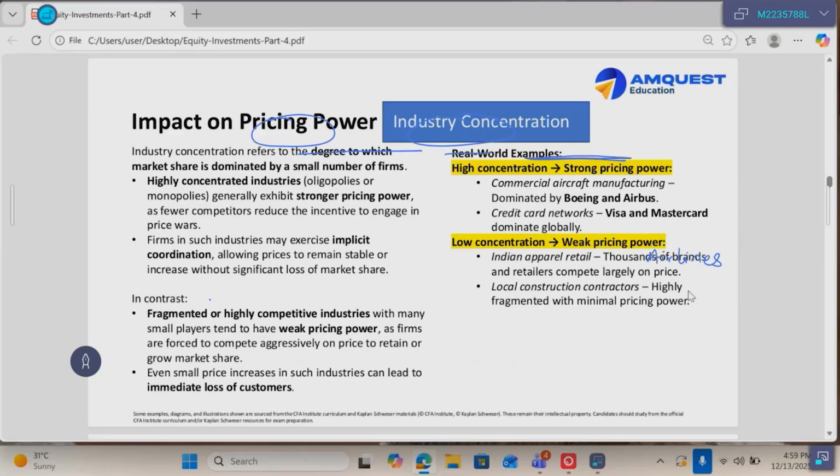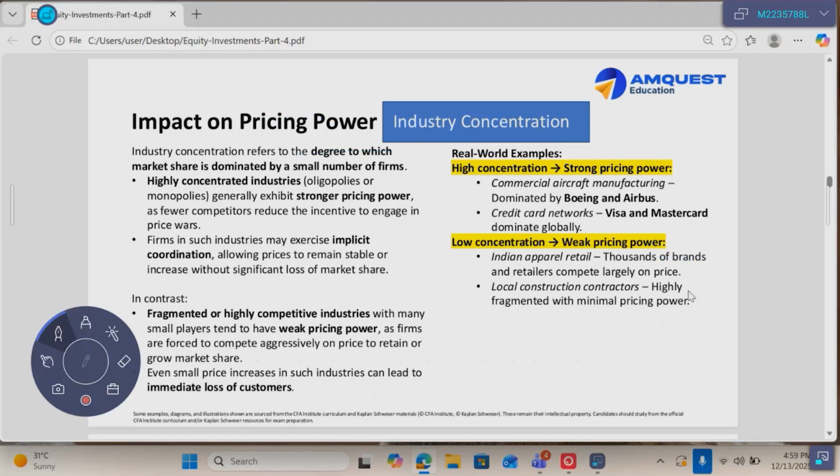The next is industry concentration. As we have discussed, if it is high concentration, then that means it's a duopoly or an oligopoly kind of market. There are very few players in the market. And if there is fragmentation, that means there are more players in the market. Concentration refers to the degree to which market share is dominated by a small number of firms. Highly concentrated industries like oligopoly, monopoly, duopoly, etc. exhibit stronger pricing power as fewer competitors reduce the incentive to engage in price wars.